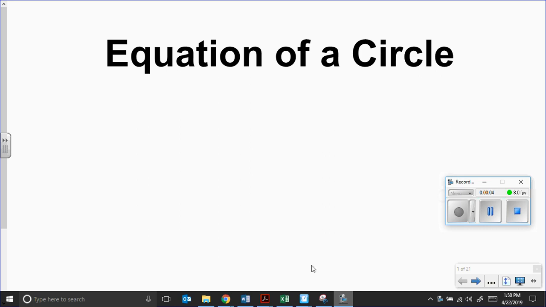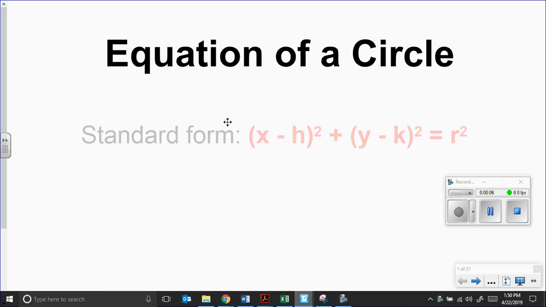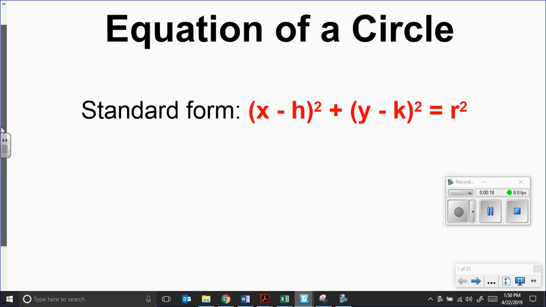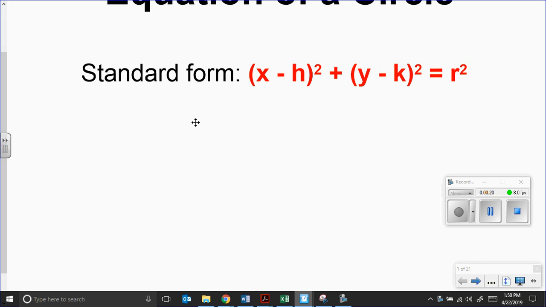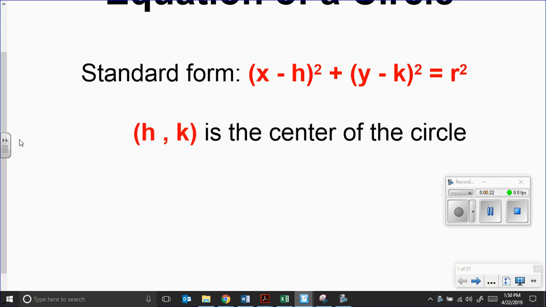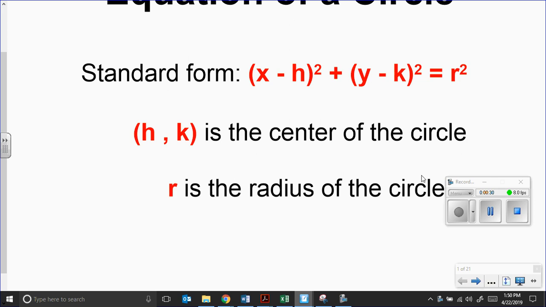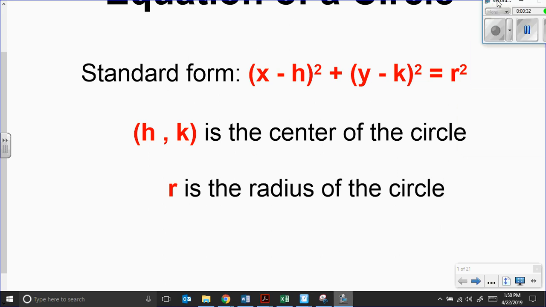All right, so we're going to talk about equations of a circle. The standard form of the equation of the circle is (x − h)² + (y − k)² = r². In this, (h, k) is the center of the circle, so these are the x-coordinate and the y-coordinate for the center of the circle. r is the radius of the circle.